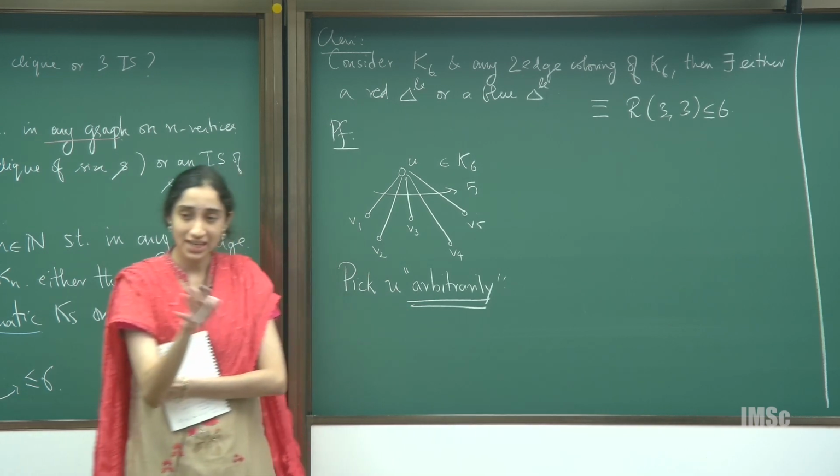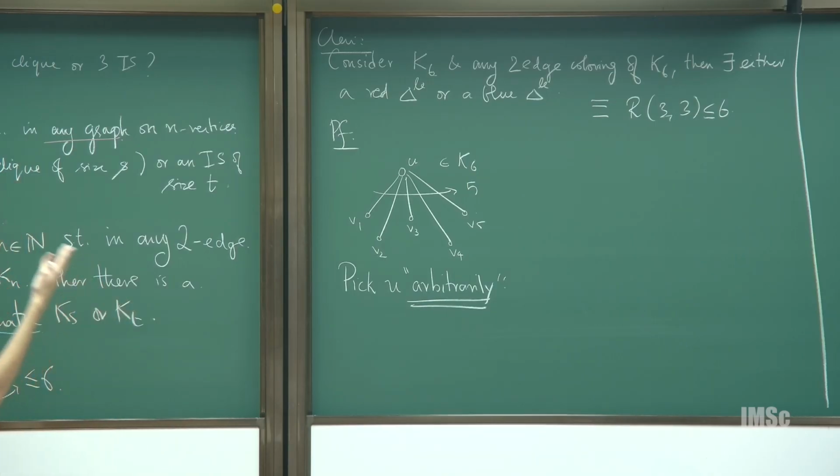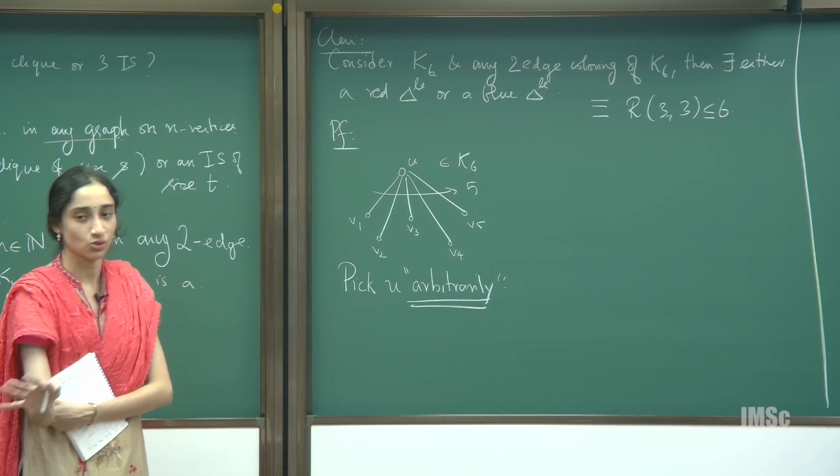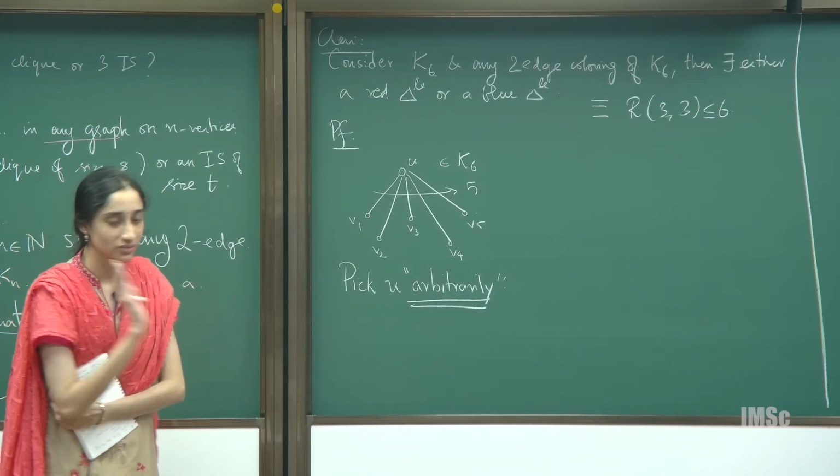The graph K6 is already 2 colored. So there is some coloring already, right? Some of them are red, some of them are blue. So what should you do? There are 5 edges and there are 2 colors. So there are 5 edges, there are 2 colors, and you are sitting in a lecture using pigeonhole principle. What will you do? Just apply pigeonhole principle, right? So what will you get?